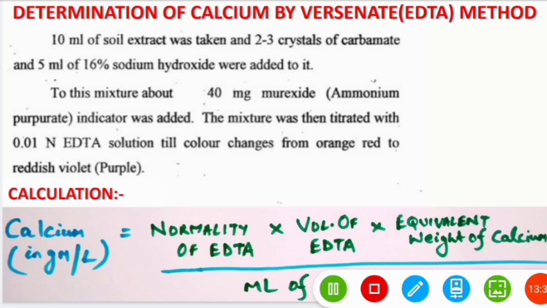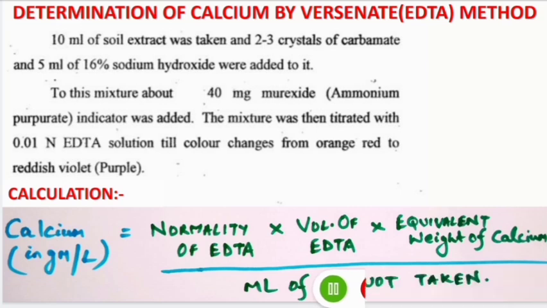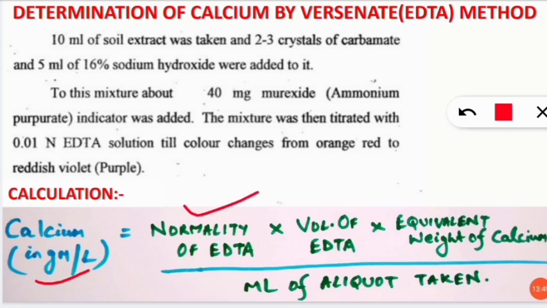So how to calculate how much calcium is present? This is a very simple formula, you should note it down. The calcium will be calculated in gram per liter. The formula is normality of EDTA, that is here we are taking 0.01. Next is volume of EDTA.